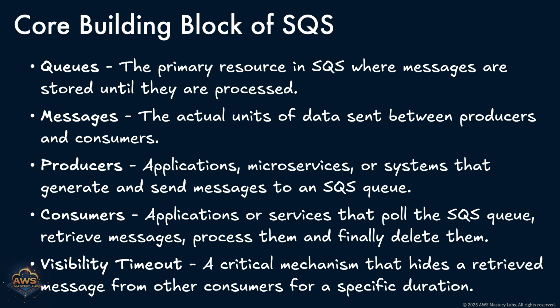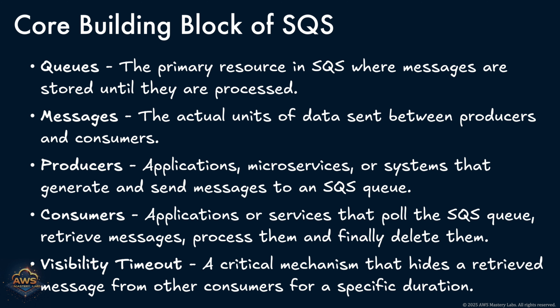Next, we have messages, the actual units of data that flow through the system. Each message can carry up to 256 kilobytes of content and may contain structured data like JSON, XML, or just plain text. In addition to the body, messages can also include attributes and metadata to support routing and processing decisions.